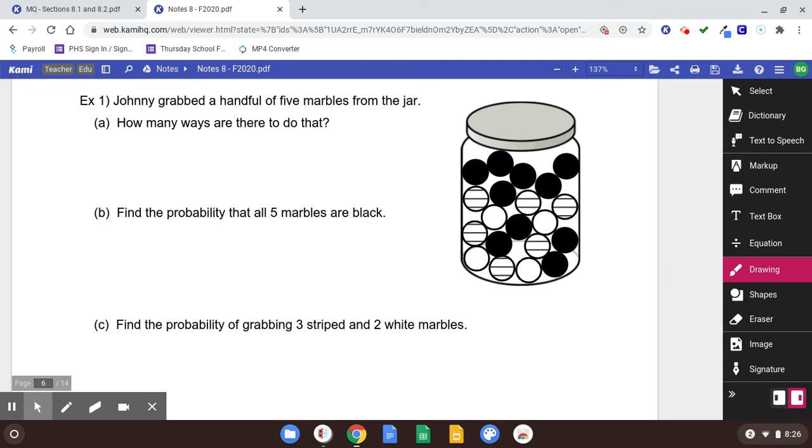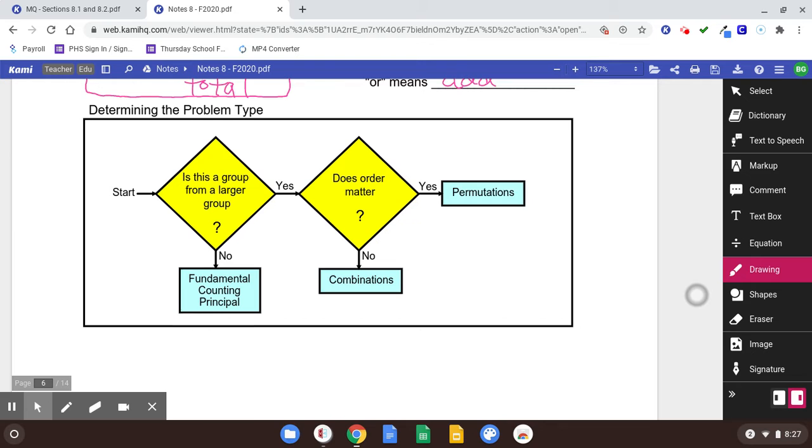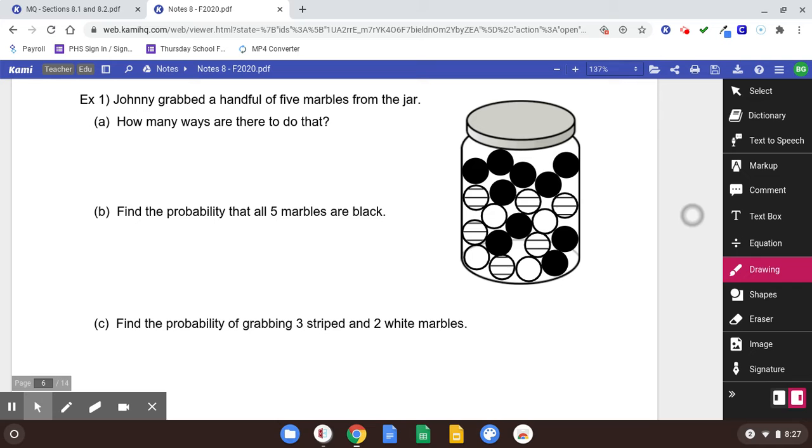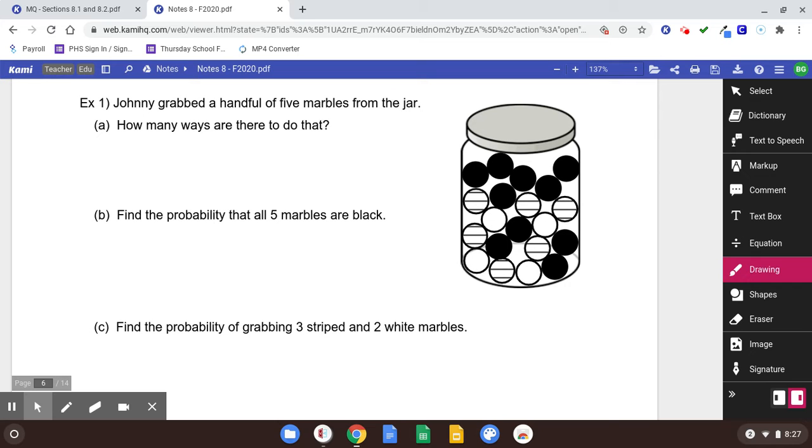Example 1, Johnny grabbed a handful of 5 marbles from the jar. Part A, how many ways are there to do that? So if you go back to the flow chart, is that problem talking about a group from a group? It is. It's 5 marbles out of however many marbles are in this jar. So you need to count up those marbles. Has anybody counted them yet? 20. Yes, there are 20 marbles in this jar. So I'm grabbing 5 marbles from the 20 marbles in the jar.